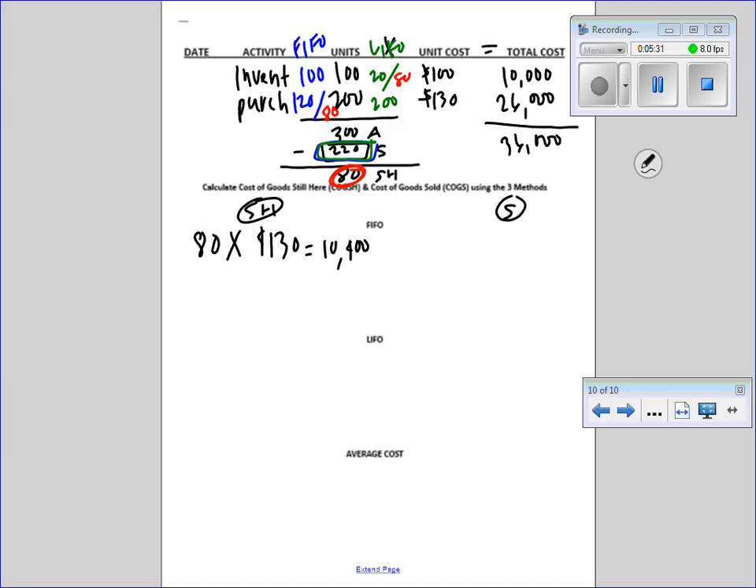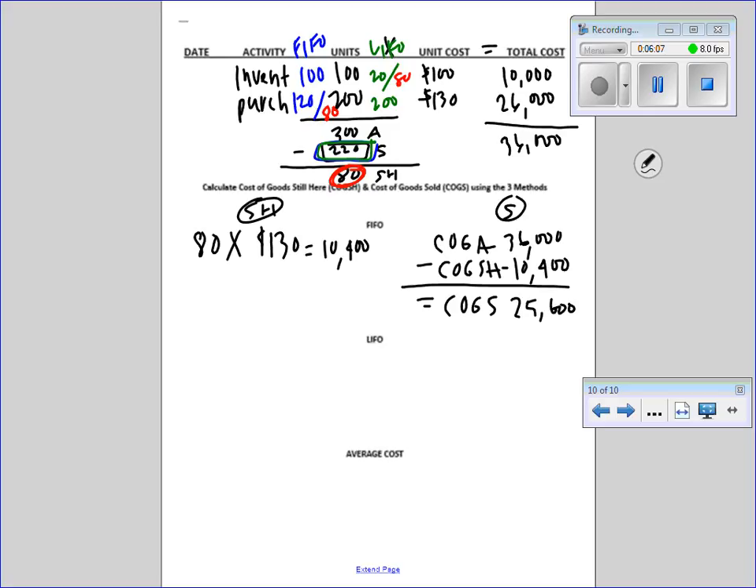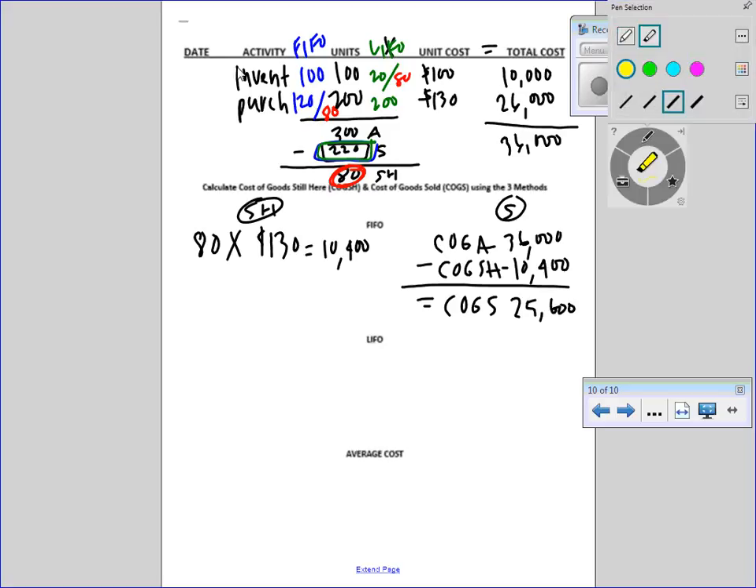We are going to use that data to then say cost of goods available minus cost of goods in ending inventory equals what we're really trying to get at here, cost of goods sold. Cost of goods available, where are we grabbing that number from? From up above, that 36,000. Minus what we just calculated, 10,400. The actual cost of goods sold, 25,600. From a highlighting perspective, that's where that 36 came from.